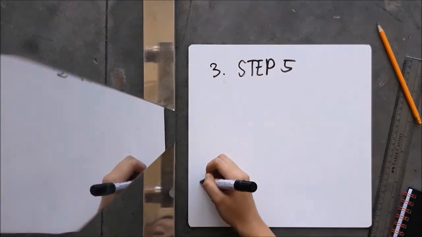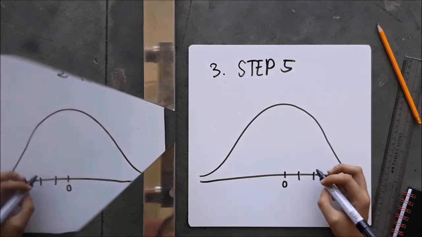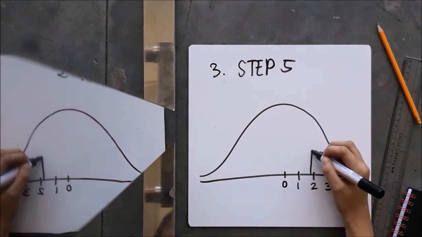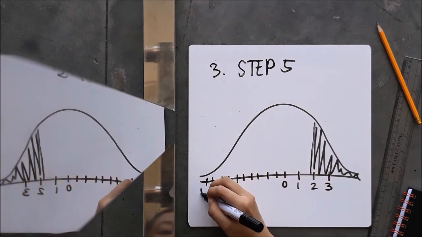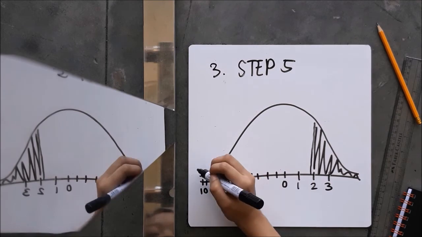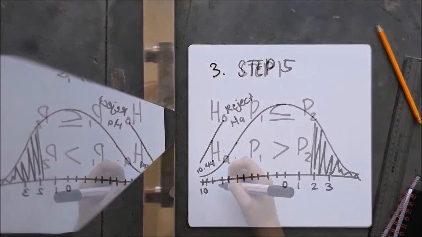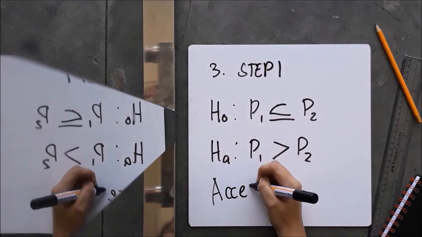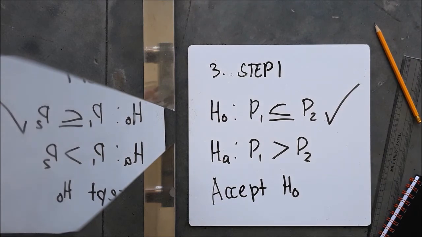Step 5 is to graph your answer. Draw a normal curve and then graph your critical z-value, which is positive 1.960. Since it is positive, it should be on the right side of the graph. And then shade it. Now plot your answer, which is negative 10.44. Since our answer is very much far away from the shaded region, we can accept H0. Our answer did not touch the shaded region. This simply means that a proportion is not greater than the other proportion. Perhaps it is less than or equal to the other proportion.